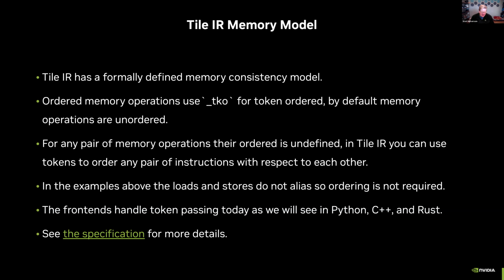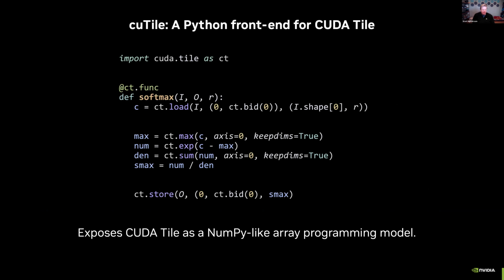All right. Front ends handle token passing, and we'll see. I think I have an example in this slide deck of doing this, but there's a broader slide deck that I can potentially share that has examples of doing this in Python, C++, and Rust today. And then the specification has more details on how this is actually implemented.